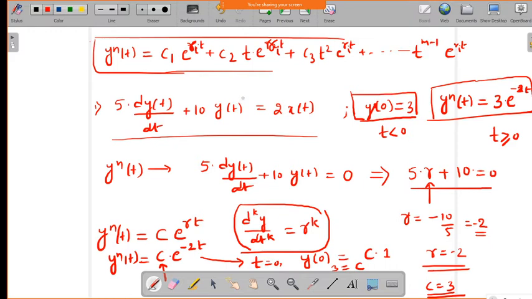Now similarly you can try to do another problem, which I will give now. So is it understood? Any doubt? How to solve the differential equation?